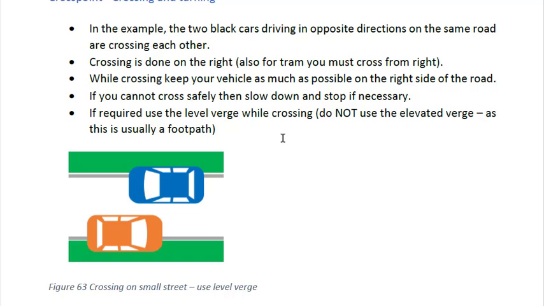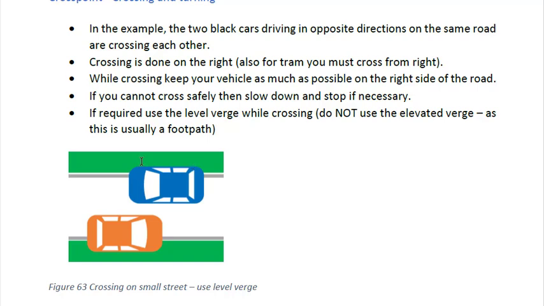So if the road is not wide enough, you are allowed to use the level verge. Level verge is what is shown in green here. What is in white is the road and in green is the level verge. So you are allowed to use the level verge to cross.